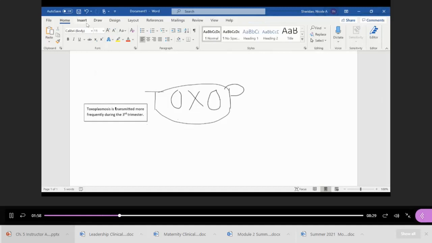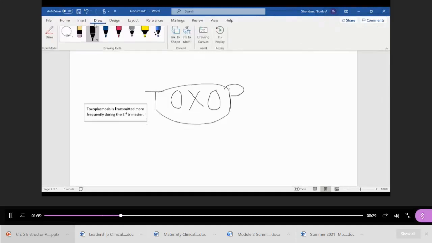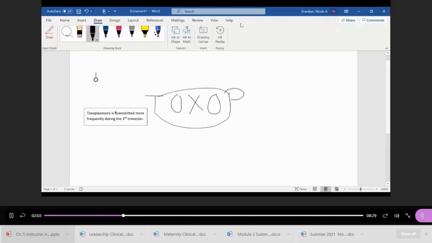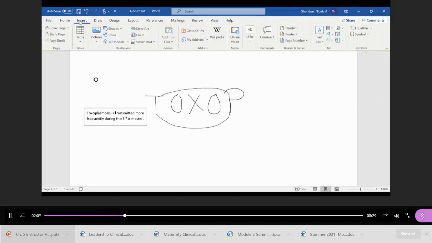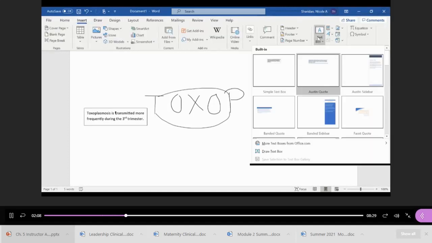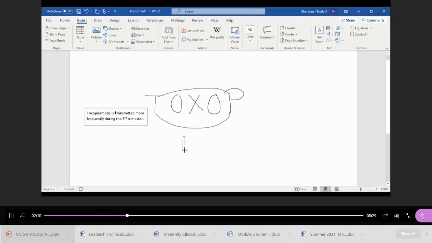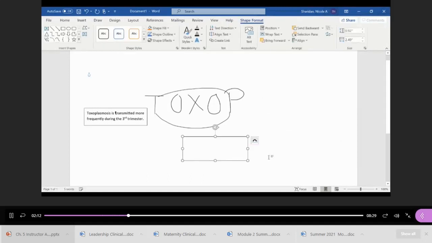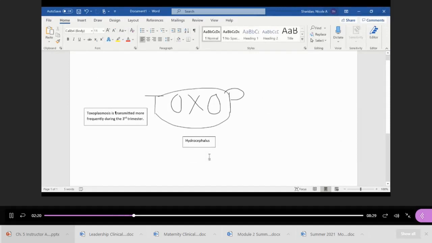Now, you notice this big old head that this cat has. So that big old head stands for hydrocephalus, which you see in toxoplasmosis as well. Hydrocephalus. Got that large head going on.